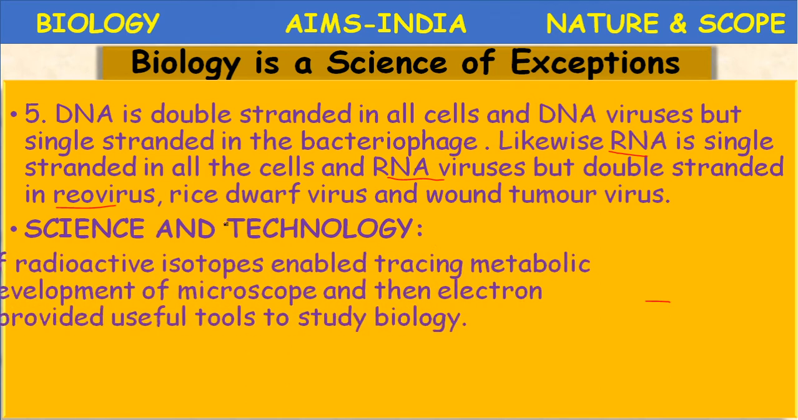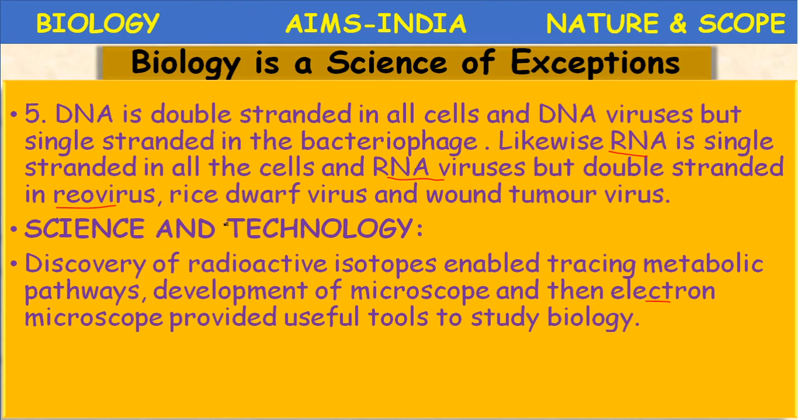Science and technology. The discovery of radioactive isotopes enabled tracing metabolic pathways, and the development of the microscope and then the electron microscope provided useful tools to study biology. Science and technology are combined. They cannot stay isolated. They will go with each other, these two branches, science and technology. Adopting technology in studying science helped in deep study. For example, the discovery of the electron microscope by Knoll and Ruska. Okay, it changed the scenario of cell science.